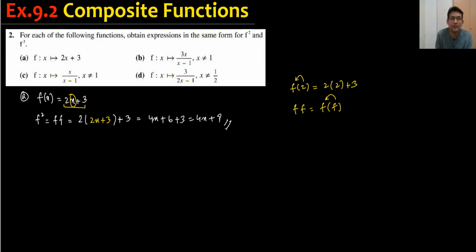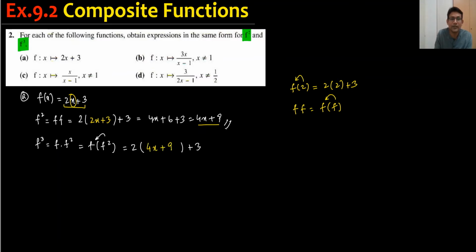Second part is after f squared, f cube. We have to observe actually something. F cube means we can write f and f squared, or you can write f squared f. When I do the first part, like f squared, I have to substitute the f squared equation in the given f. So f is 2 times bracket open and plus 3. I will write here the result for f squared, 4x plus 9.